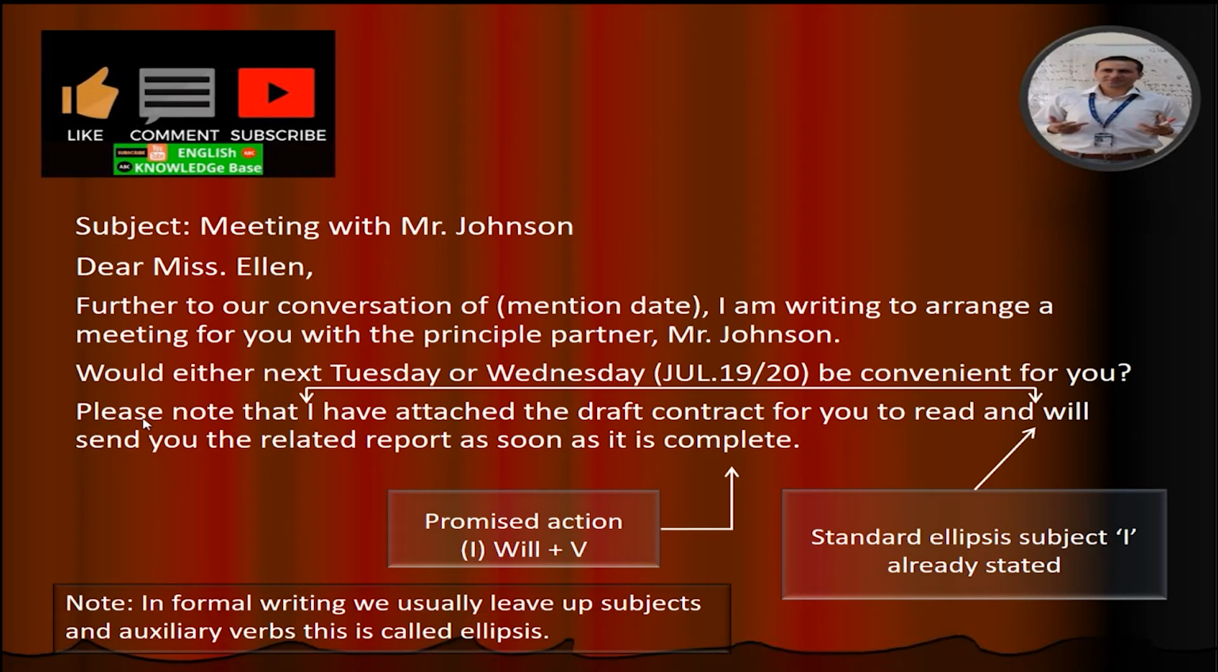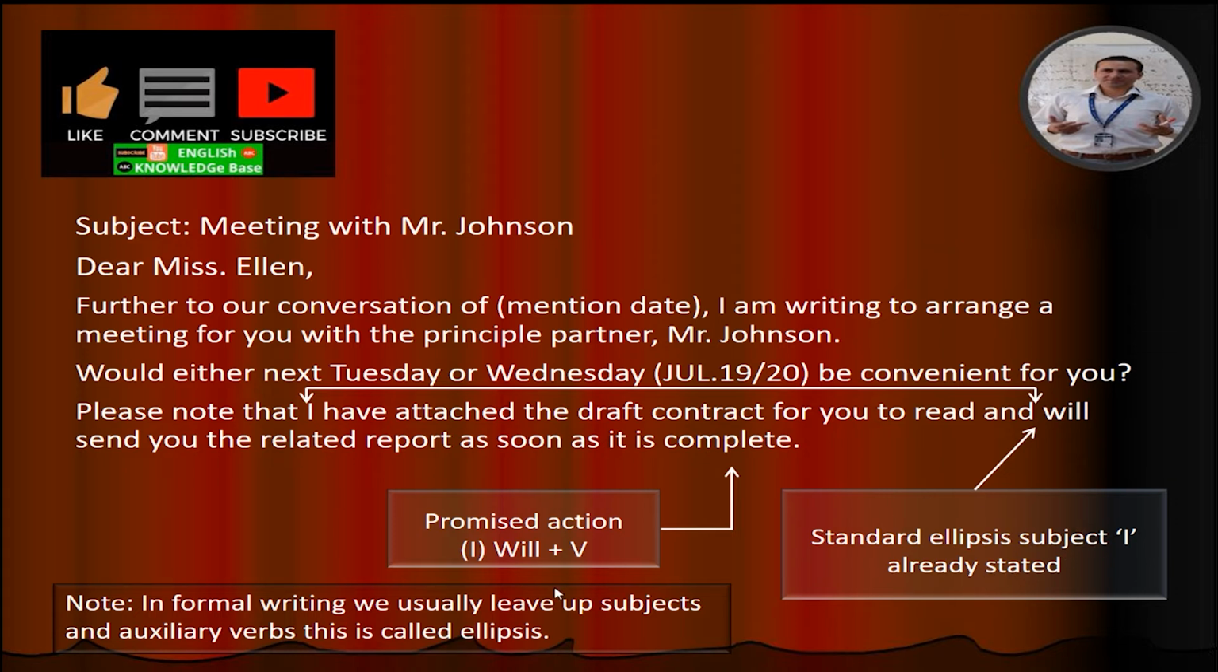Here in this part, we avoid the repetition of the subject I. Please note that I have attached the draft contract for you to read, and will send you the red-edit report as soon as it is complete. So here, I is needed, but we do not use it. That's why, to avoid its repetition. And here we have the standard ellipsis, the subject I that is already stated.